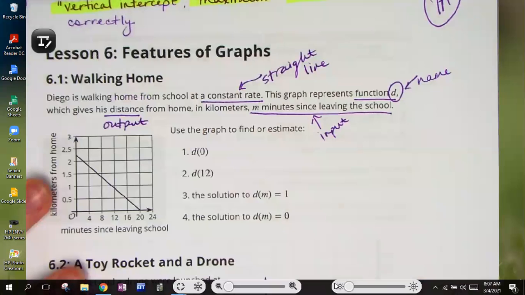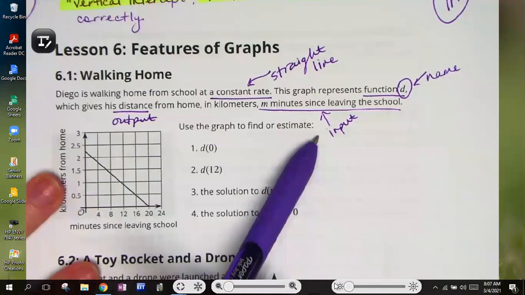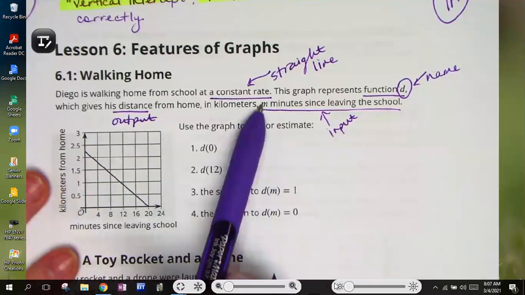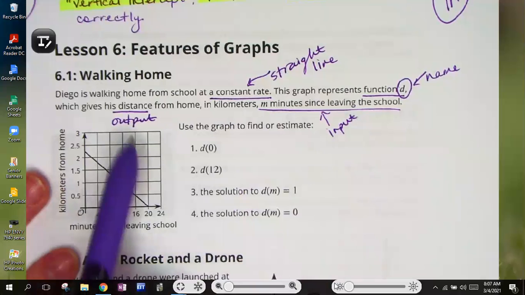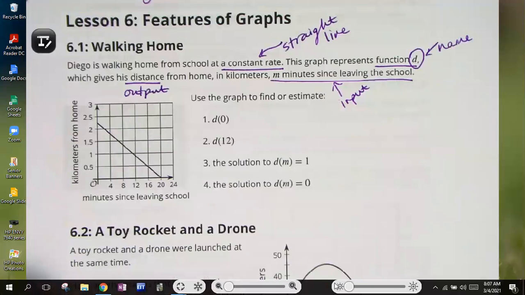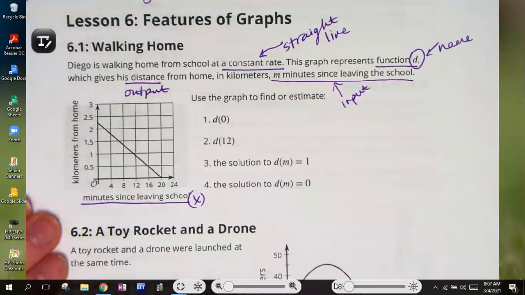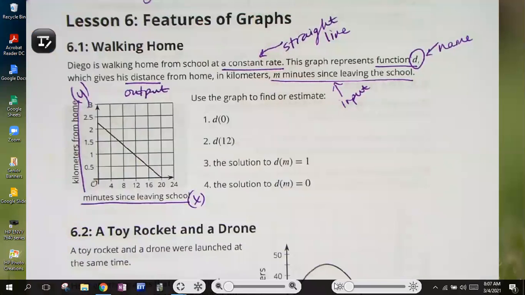So they told us a lot of information here. We have the name of our function. We have the input, which we know goes on the inside of our parentheses. So any number on the inside of our parentheses is going to tell us about what? The minutes since leaving the school. So he's leaving the school and he's walking home. And what my entire function is set equal to is going to tell me the distance from home. You can see those same parts represented over here. Minutes since leaving the school, that's my x-axis. Kilometers from home, that's my y-axis. And then we have our line because he's going at a constant rate.